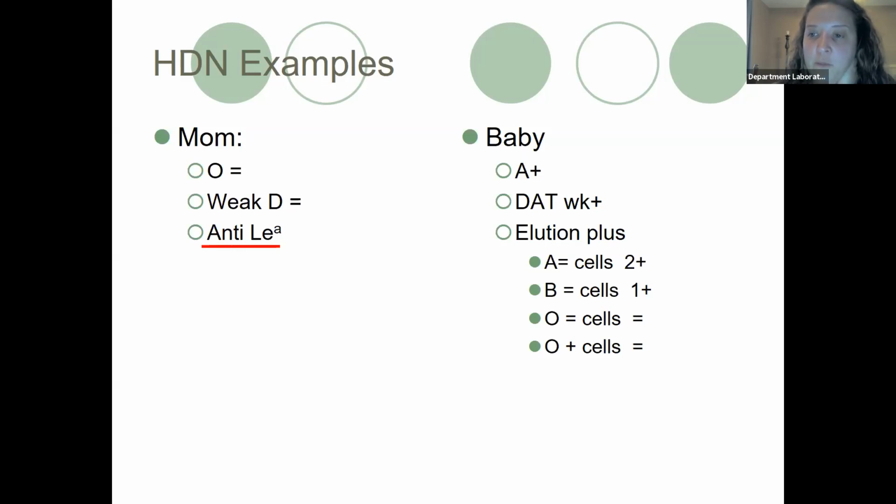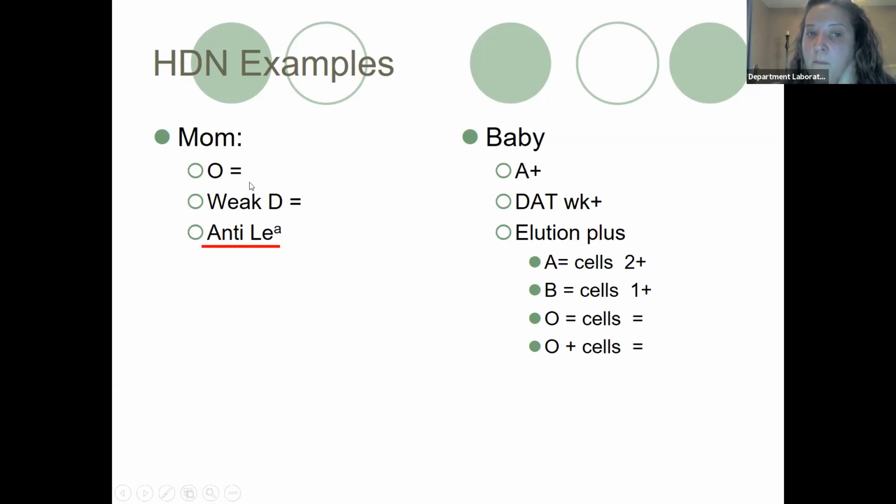What do we know about Lewis A? Remember, Lewis A cannot cross the placenta. All right, so it is not capable of causing hemolytic disease of the newborn. So typically, when Lewis A is identified in pregnant females, we know that it is unable to cross the placenta. So it is not what is causing this positive DAT in the baby.